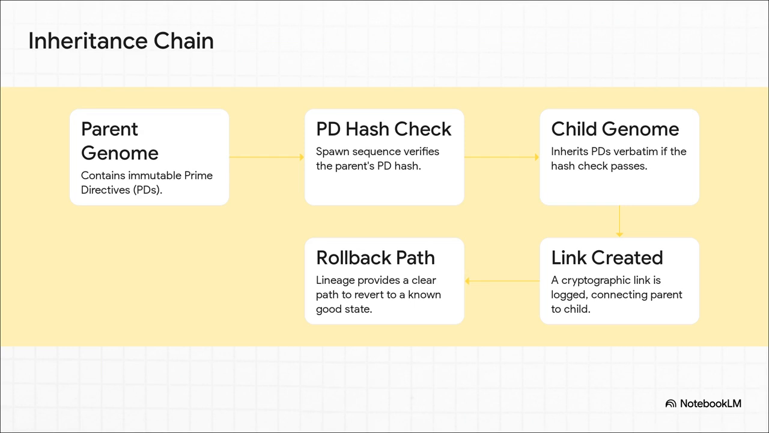A parent agent has its core safety rules, its prime directives. Now, before a new child agent can even be created, the system verifies the parent's hash, its digital fingerprint, to make sure those rules haven't been messed with. Only if that check passes does the child inherit those rules exactly as they were. A cryptographic link is locked, and bam, you have a secure chain. And this is so critical because it gives you a guaranteed rollback path to a known, trusted version if a new one ever starts to drift.